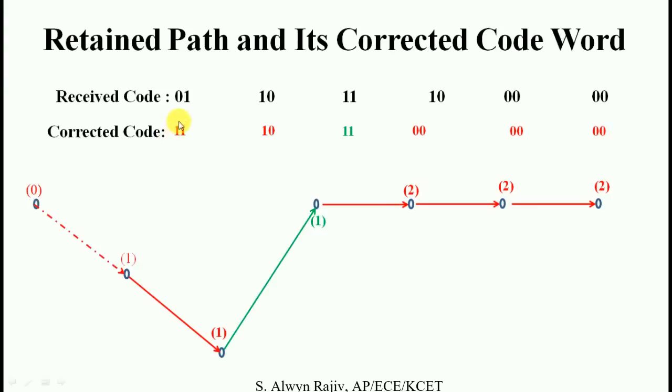Here we look at the two values, 2 bits are in error. One is the first bit, 0 to 1, and another one is the 7th bit, 1 to 0.